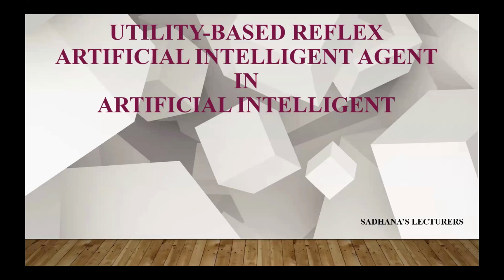Goals alone are not always enough to generate high quality behavior in most environments. So we cannot say that if you achieve the goal, everything is done. No, here this type of agent is an AI system designed to maximize specific utilities, such as minimizing energy consumption or maximizing profit. This agent aims to find the best solution based on a specific utility. Generally, whenever there are multiple ways to achieve the goal, in this case we have to use the utility to find out the best strategy.